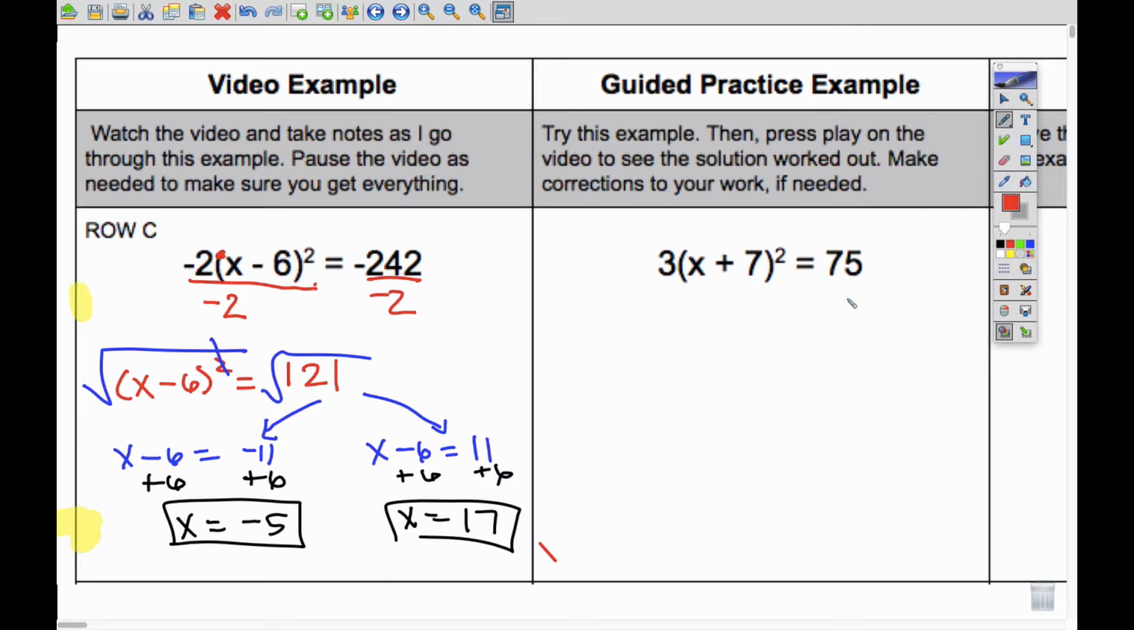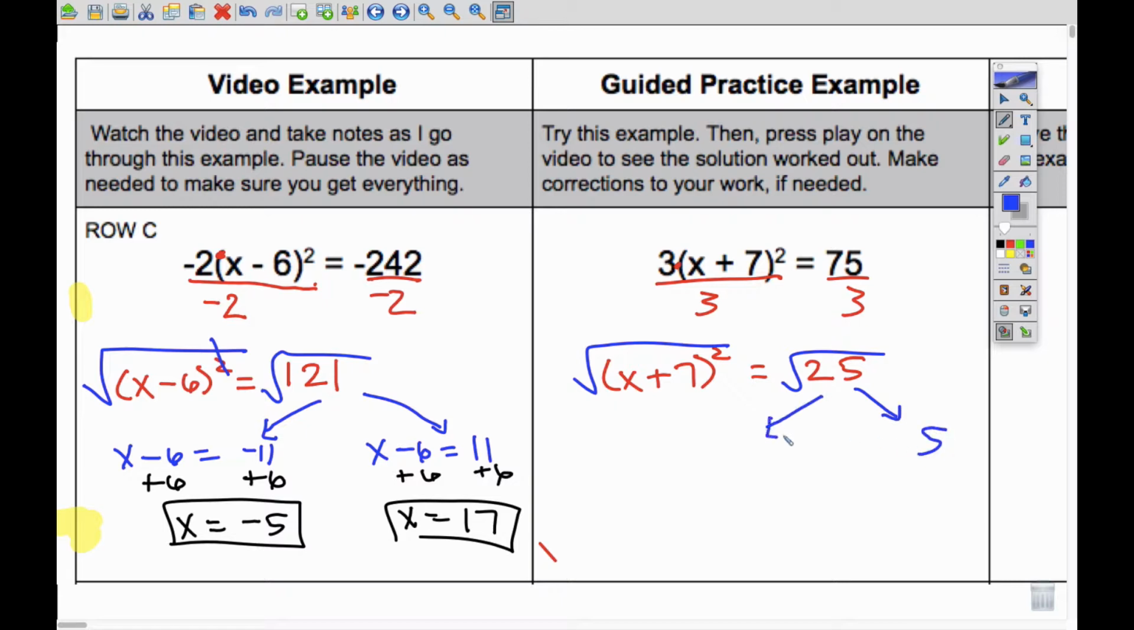Okay, on this one, the first thing I'm going to get rid of is this multiplication, so I'm going to do the opposite, and I'm going to divide both sides by 3. And then I'm left with (x plus 7) squared is equal to 25. Now I go to the exponent, and to undo that, I square root it. So to undo squaring, you square root. And the square root of 25 is 5, and it's also -5. Square root and square cancel over here.